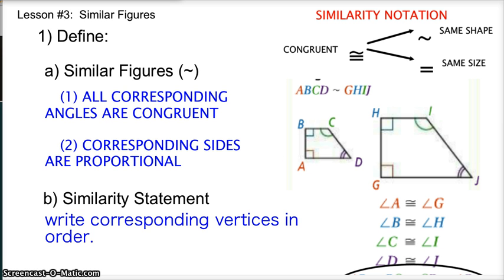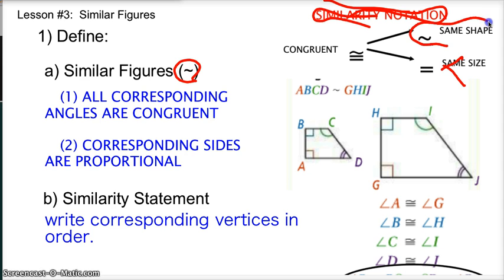Taking a second to talk about the notation for similar. It's this little squiggle. When we talk about congruent notation, we used the equal symbol and the similarity symbol because in congruence we had the same size and the same shape. However, in similarity, we don't have the same size, we only have the same shape.